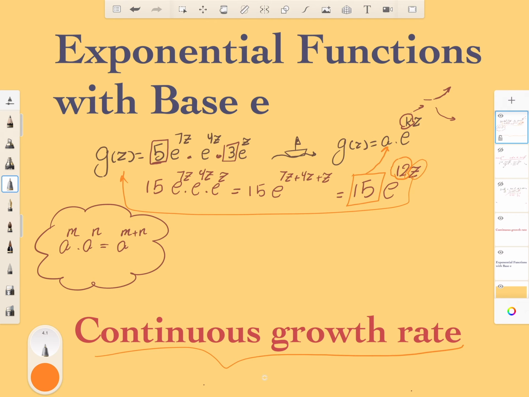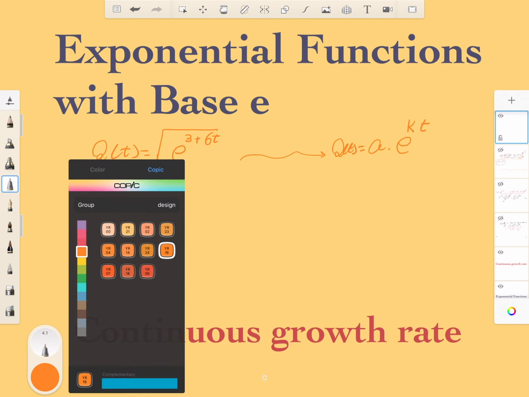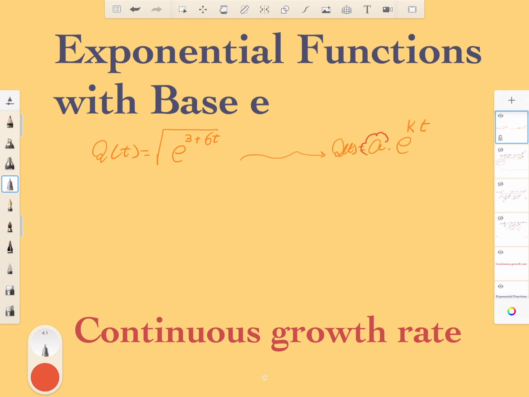Let's have one spicy question here. Same topic, I give you a function. This is q of t equal to the radical of e to the exponent 3 plus 6t, and they're asking us to make this one into a times e to the power k t. So we need to find the initial value, and we need to find the continuous growth rate.